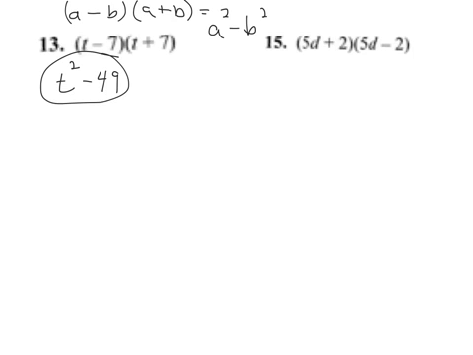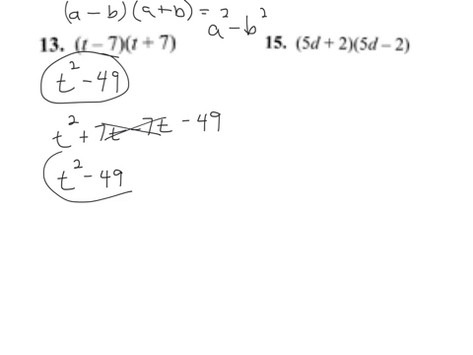kind of the shortcut. If I FOILed it, I would get first, which would be t squared. Outer would give me 7t. Inner would give me negative 7t. And last would give me negative 49. Combining like terms, I would have positive 7t and negative 7t. That's 0. So I get t squared minus 49. If you can remember the special products, it'll make these problems a lot easier.